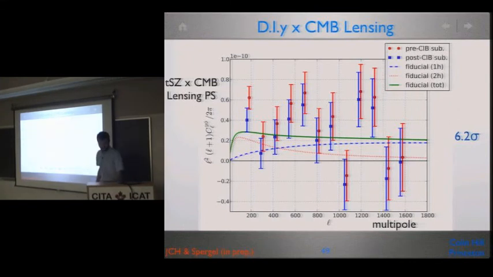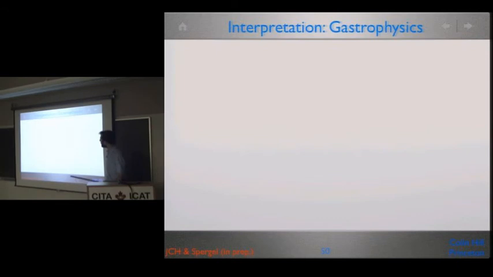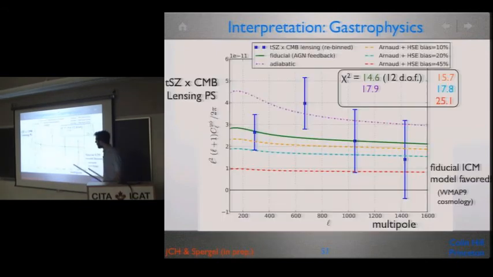And I'll just go ahead and do that. So what can we learn from the measurement? So first, let's look at gastrophysics. So fix the background cosmology to WMAP9, and then compute the signal for a bunch of different gastrophysics models. So our fiducial model is the green curve shown here. Then I've plotted a few other things.